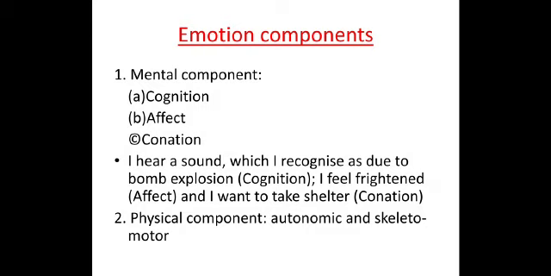wherein it is very specific that conation is a desire to take action, whereas cognition is awareness of the sensation and the cause for that sensation. Affect is the feeling produced by the sensation. The second part is the physical component, which involves the autonomic and skeletomotor changes, whether you get frightened due to skeletal muscle contractions, or there are autonomic changes in heart rate and blood pressure, which can result in sweating.